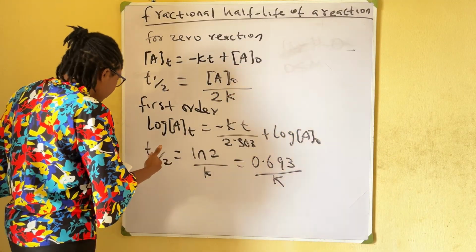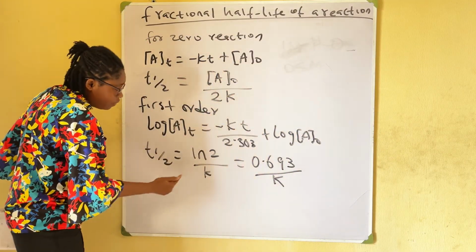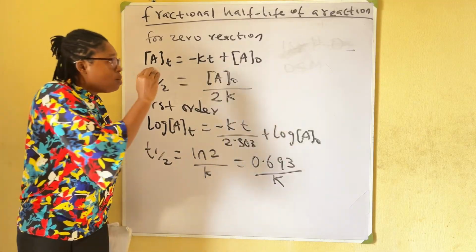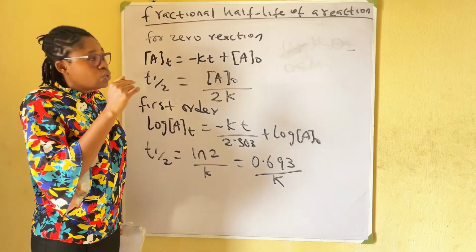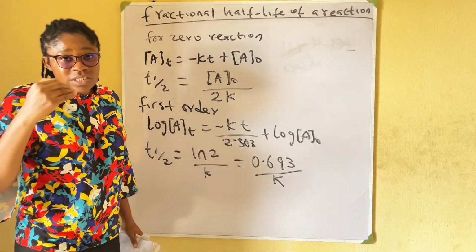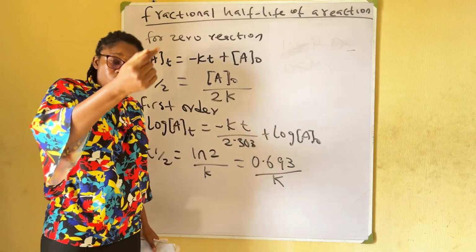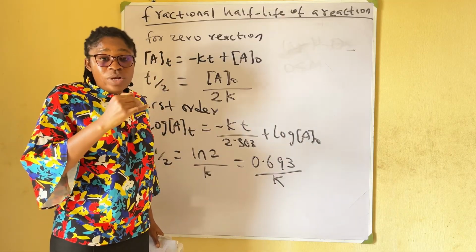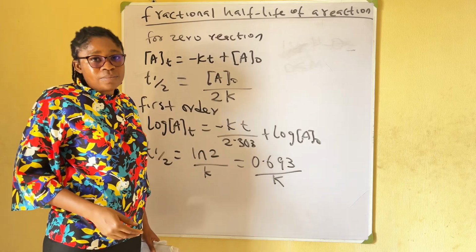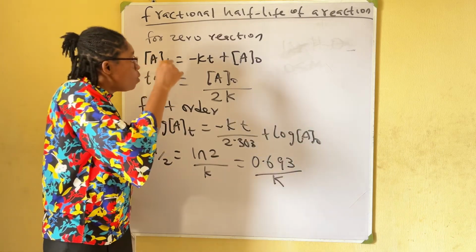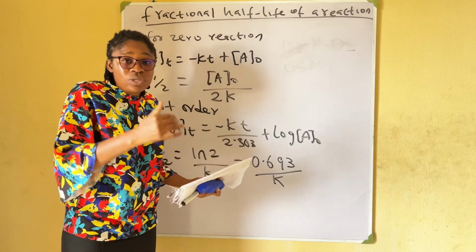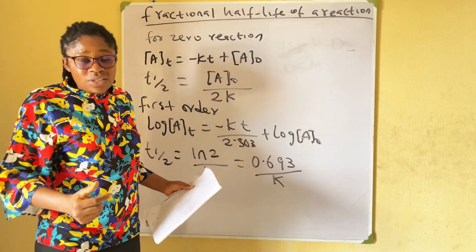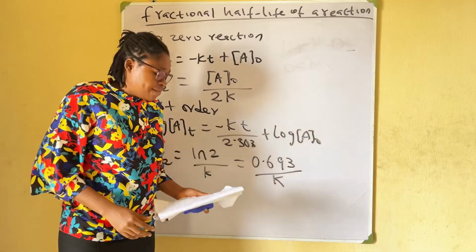Okay. So for this first order reaction, which is independent of initial concentration, it means that the time it will take 1 molar concentration of hydrogen peroxide to reduce to 0.5 molar concentration is the same time it will also take 0.5 molar concentration to reduce to 0.25. The time it will take 2 molar concentration of hydrogen peroxide to reduce to 1 is the same time it will take 1 molar concentration of hydrogen peroxide to reduce to 0.5.